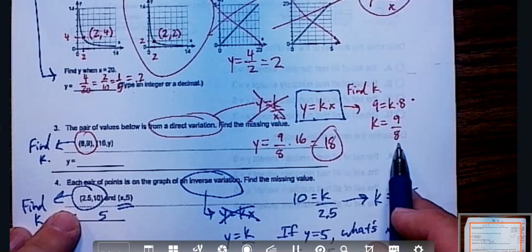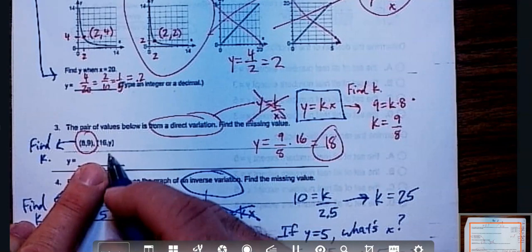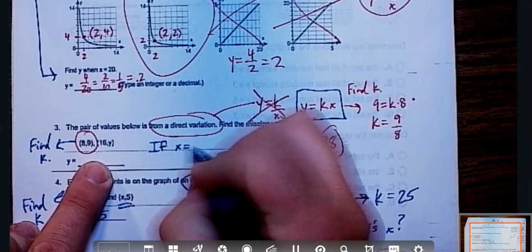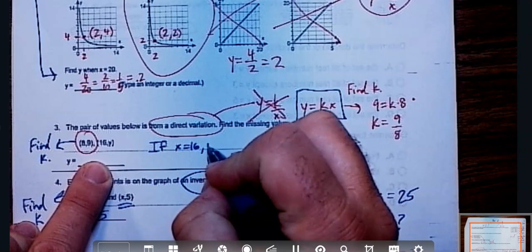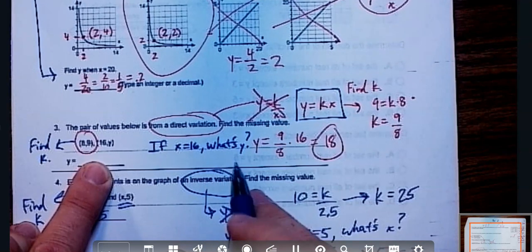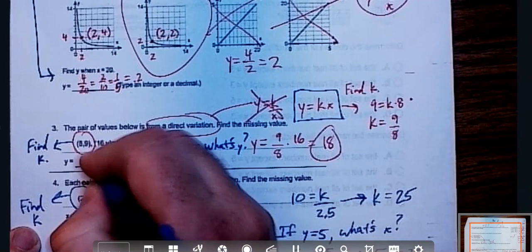So what are we going to do with that? We got our 9 over 8. Now we get a new x value. So if x equals 16, what's y? That's the question. Well, so I go over here to my equation, I plug in 16 for x, and I calculate and get 18 for y. So that's my answer, 18.